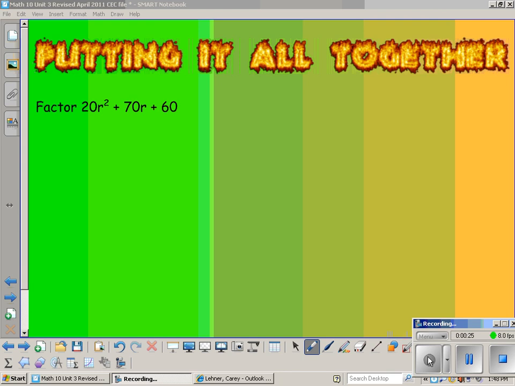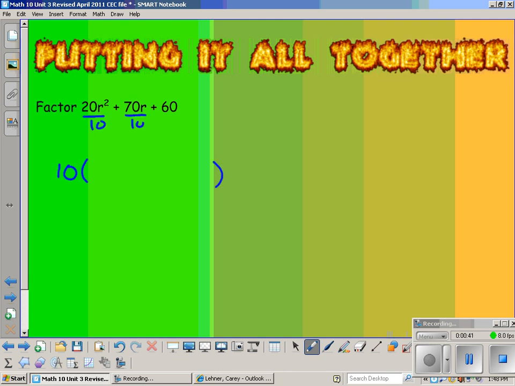We're going to start there. So when we look at this first one, can I remove a greatest common factor? And the answer is yes. We can take a 10 out. There is not a variable that is in all of the terms, so we do not have a variable as part of our greatest common factor. Dividing each of these by 10, I am left with 2r squared plus 7r plus 6.